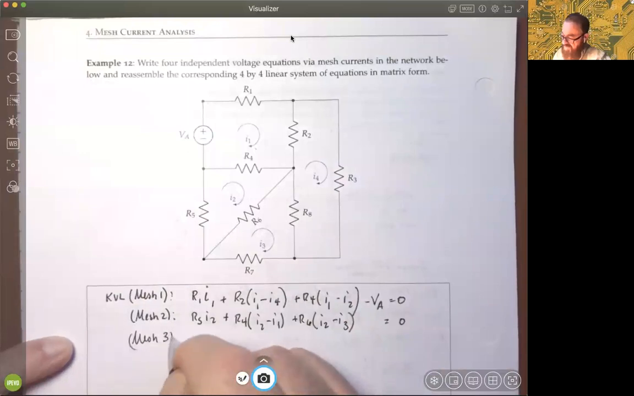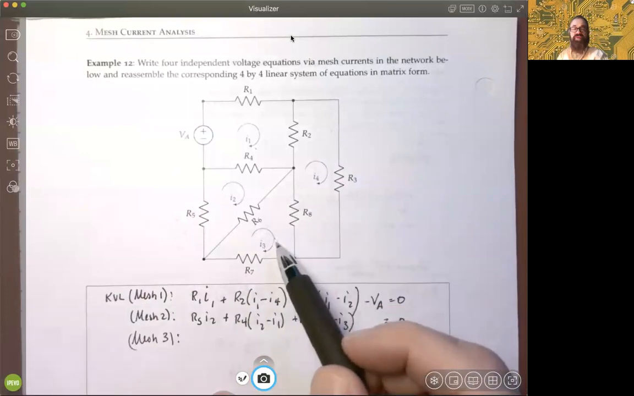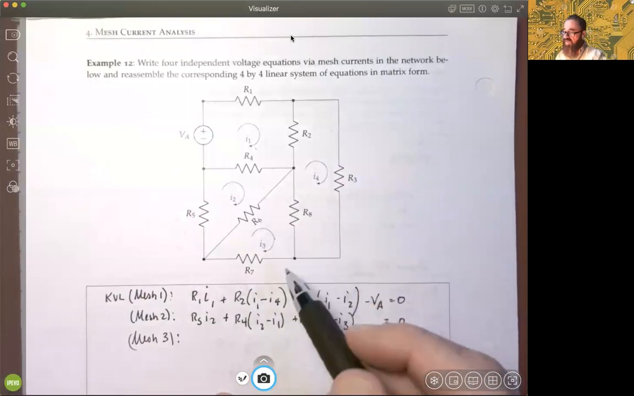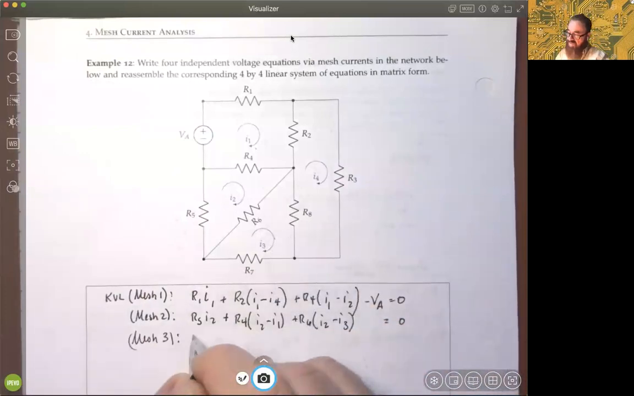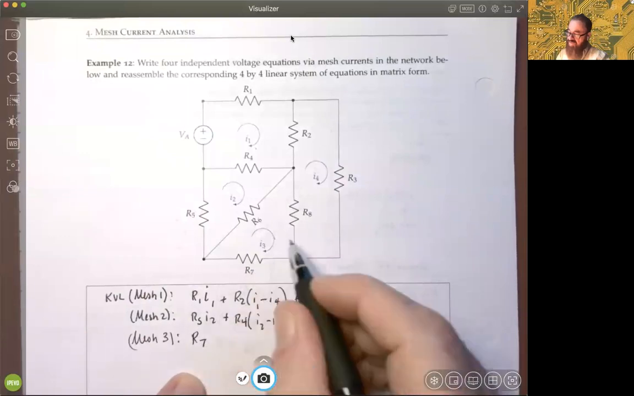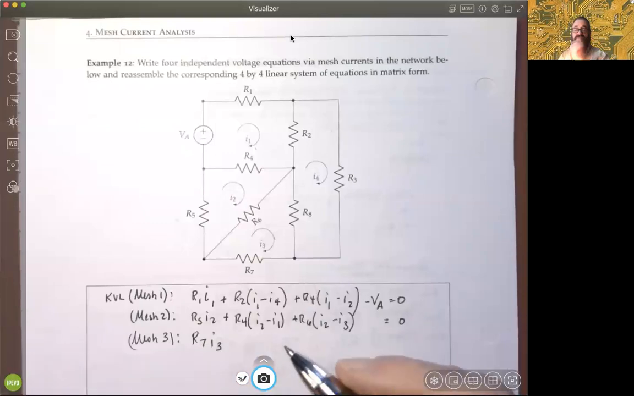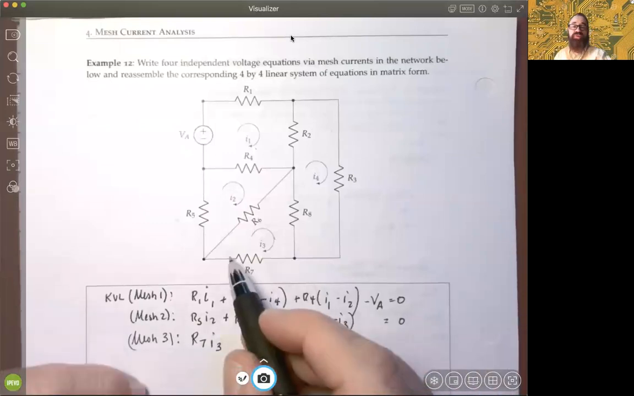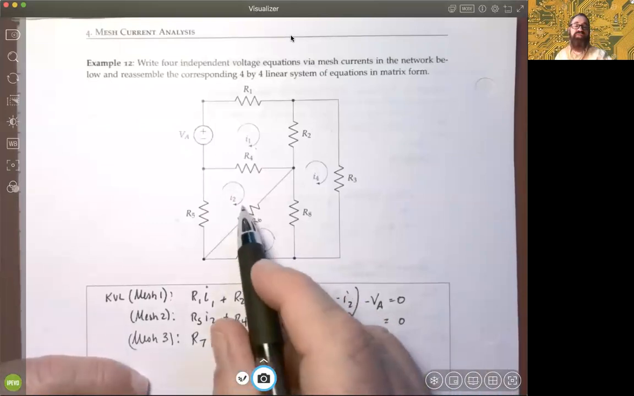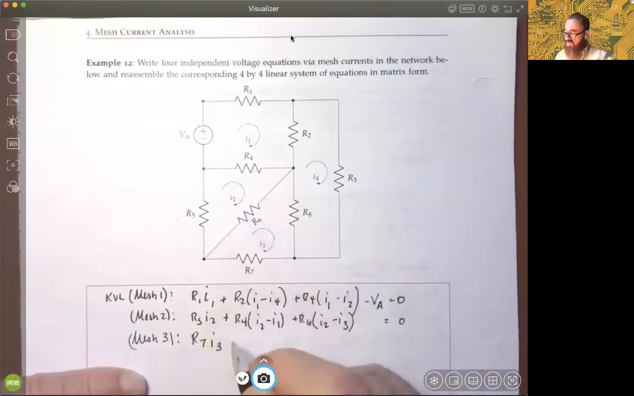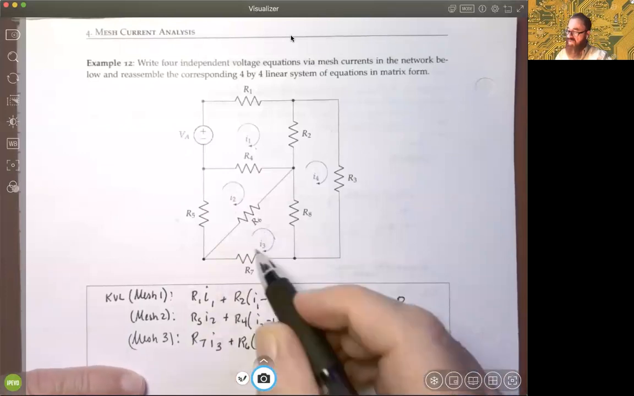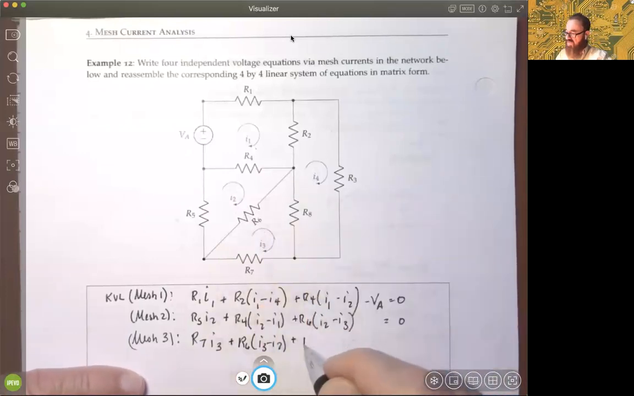And in mesh 3, we are down here, another triangle here. We'll start off by flowing through R7, and there's no sharing of that resistance with any of the other meshes. So that voltage will be R7 times I3. Then we will come up into R6, again being opposed by I2. So we'll have plus R6 times (I3 minus I2), and then it comes over to R8.